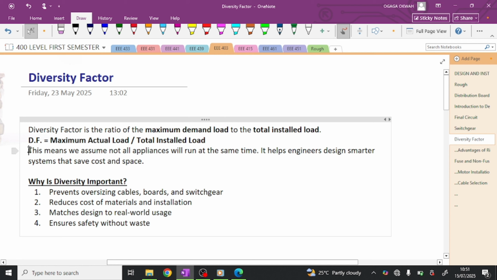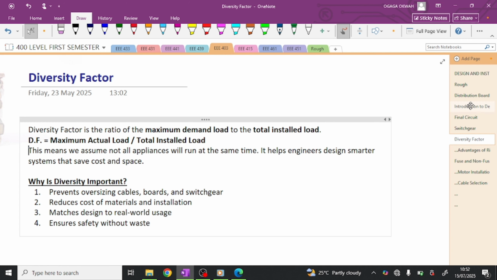So this means that we assume not all appliances will run at the same time. It helps engineers design smarter systems that save costs and space, since you will not use everything at the same time. It's really rare. Now, why is diversity factor important? It prevents oversizing cables, boards and switch gear.